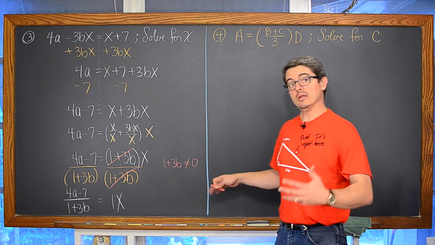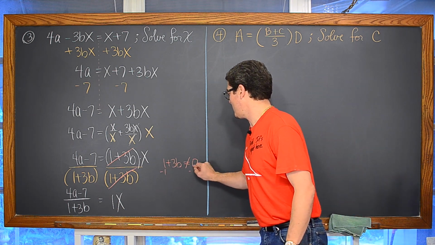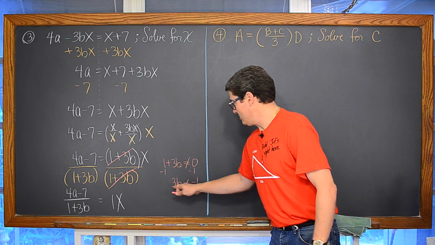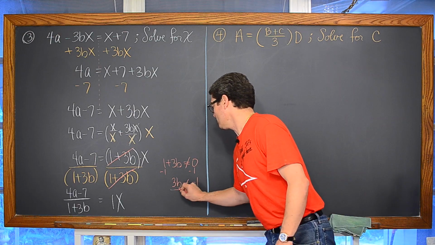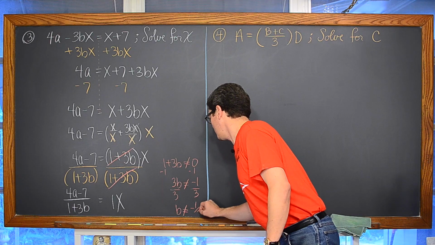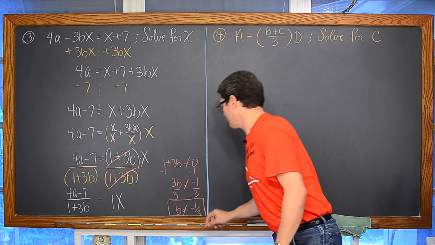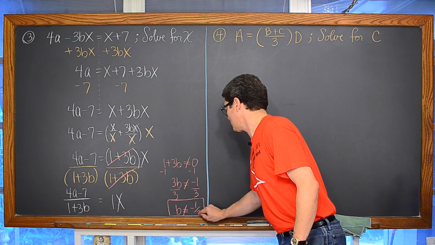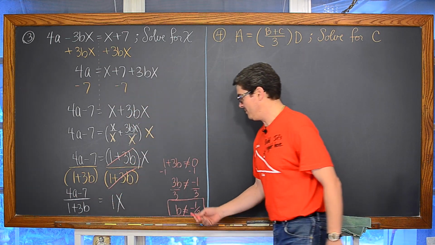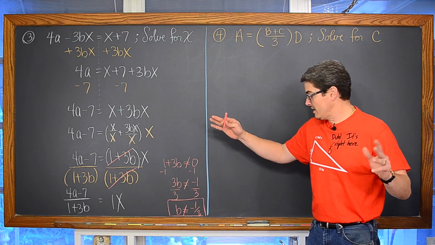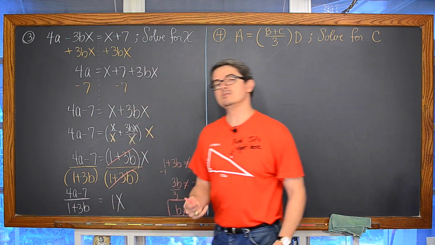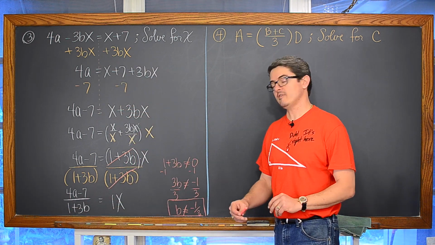So let's solve this for b. This is a two-step equation. We're going to subtract 1 from both sides and get 3b cannot equal negative 1. Continue to solve for b by dividing both sides by 3, and b cannot equal negative 1/3. So if your final answer when solving for x is 4a minus 7 over 1 plus 3b, b can be anything as long as it's not negative 1/3, because if it's negative 1/3, the denominator ends up being 0. You can't divide by 0, and that expression is undefined.